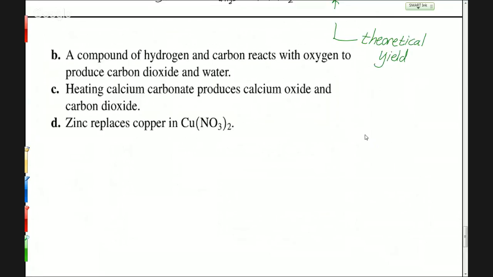Now the first one doesn't quite work that way because we're not given any specifics. But what kind of a reaction is that? That first one, a compound of hydrogen and carbon reacts with oxygen to produce carbon dioxide and water. What category of reaction does that fall into?